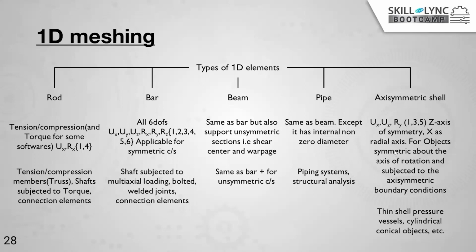Then comes the axisymmetric shell element. So all these come under 1D element types. So you can choose any of these based on your requirements and carry out the meshing.